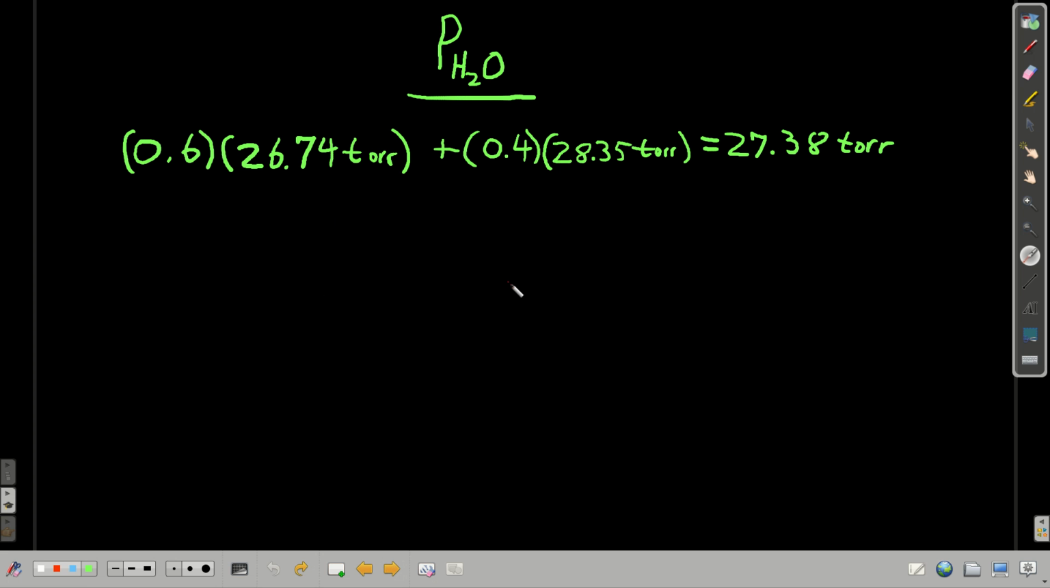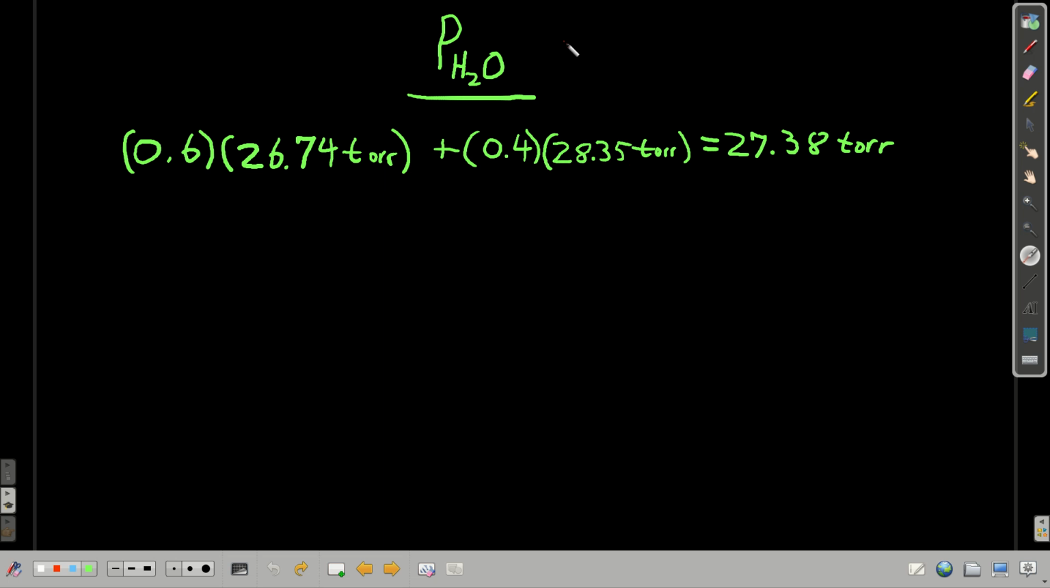All right, so the first thing we're going to have to do here is to calculate the partial pressure, the vapor pressure of water at the temperature of the solution. So again, my temperature was 27.4 that I made up. What I did is I looked in that table of vapor pressures as a function of temperature that I gave you in the write-up. I looked up the vapor pressure of water at 27 degrees, and it was 26.74 torr. And I looked it up for 28 degrees, and it was 28.35 torr.